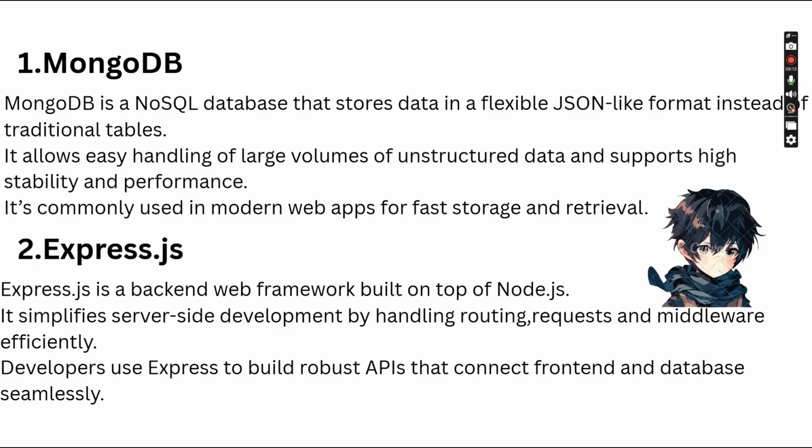Express.js. Express.js is a backend web framework built on top of Node.js. It simplifies server-side development by handling routing, requests, and middleware efficiently. Developers use Express to build robust APIs that connect front-end and database seamlessly.